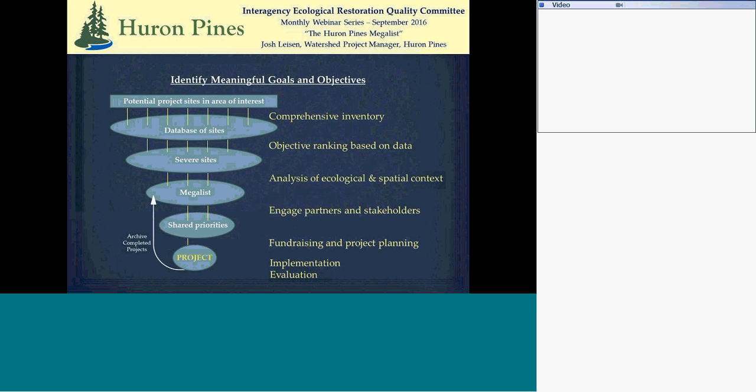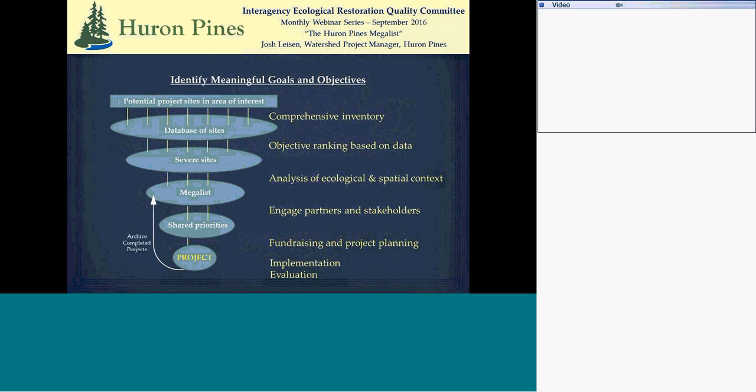And to sum it up one more time, here's a graphic that shows our prioritization process for restoration work. The first step is to identify meaningful goals and objectives, and that's done in collaboration with stakeholders. Then complete a comprehensive inventory of all the potential sites in your area of interest that provide you with a searchable, rankable database of project sites. The next step is to analyze the entire data set to identify those sites that are considered significant resource issues. You can then further refine that list by evaluating the ecological and spatial context of each potential priority site.